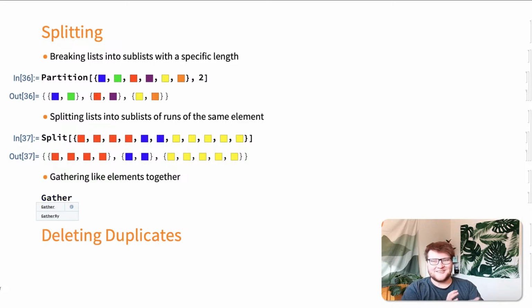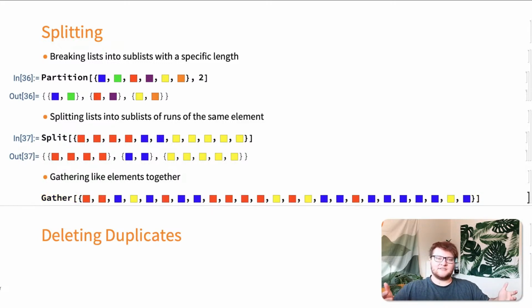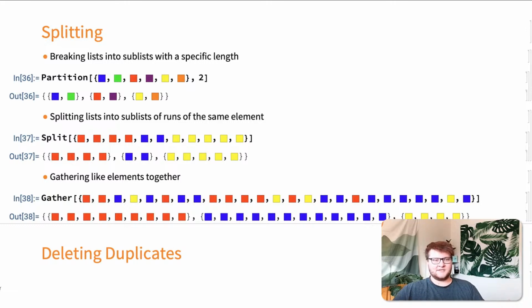If our repeating elements aren't in order, then we can use gather to sort and split at the same time. So now I have this crazy list that has colors in lots of different spots. I would like to gather like ones together and split them into different lists, and I can do that using the function gather.